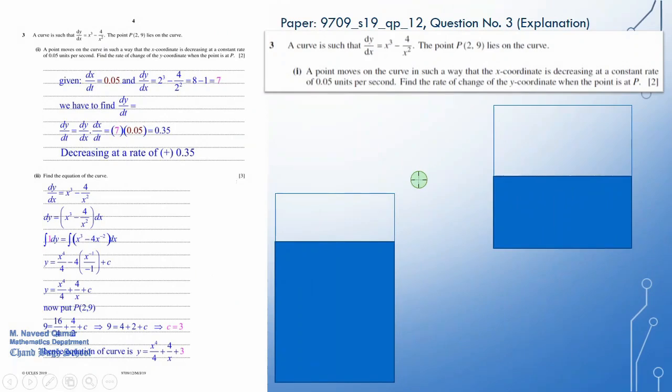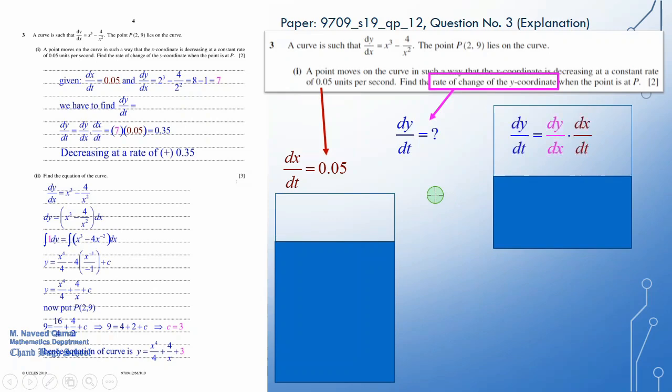Question number 3. In this problem, the gradient function and a point on the curve are given. The rate of change of x is also given, and we have to find the rate of change of y, that is dy over dt. For this, we can use the chain rule. That is dy over dt is equal to dy over dx times dx over dt. Here the value of dx over dt is already given, that is 0.05. We need only the value of dy over dx.